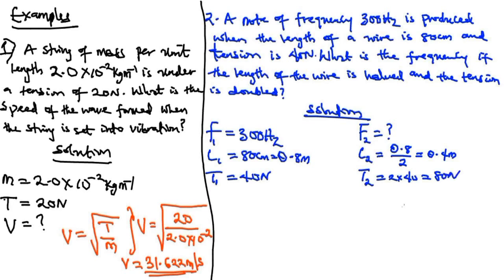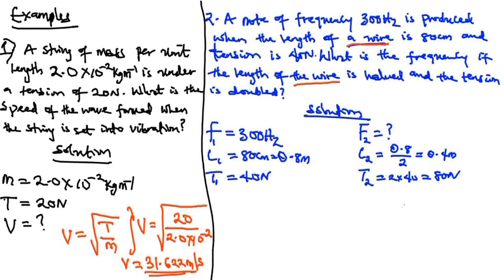Now notice that in the whole of this question, there is no mention of mass. That is because it is inferred from the question that the mass is constant. A note of frequency is produced when the length of a wire... so we see a wire, and then what is the frequency if the length of the wire, that is the same wire, so the mass of the wire, the thickness of the wire has not changed, so thickness is constant.